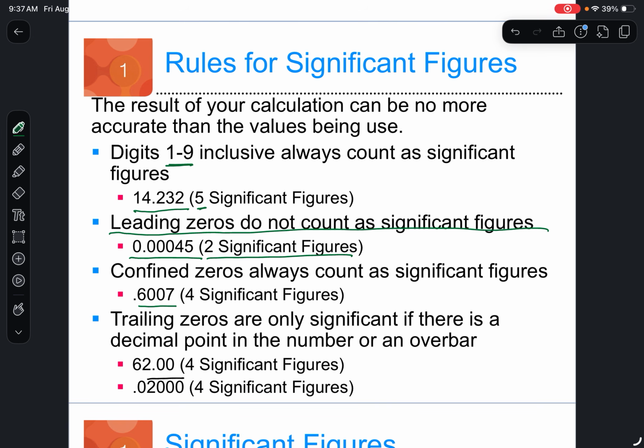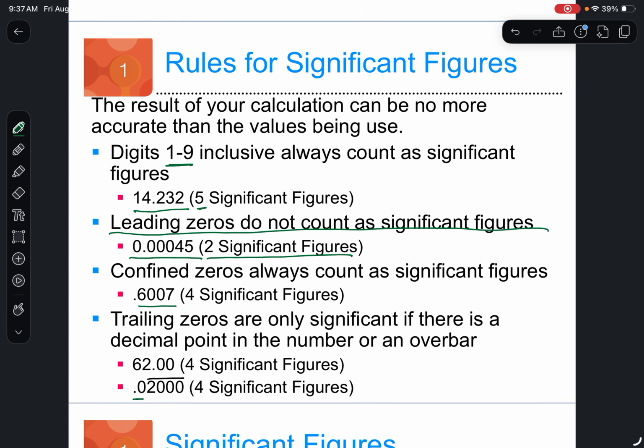So 62.00 would have 4 significant numbers, or they're significant if you have an overbar. You see that horizontal line I have over the last 3 zeros? That would be considered an overbar. So in this case, you would have 4 significant because remember this 0 in front of the 2 is considered a leading 0.